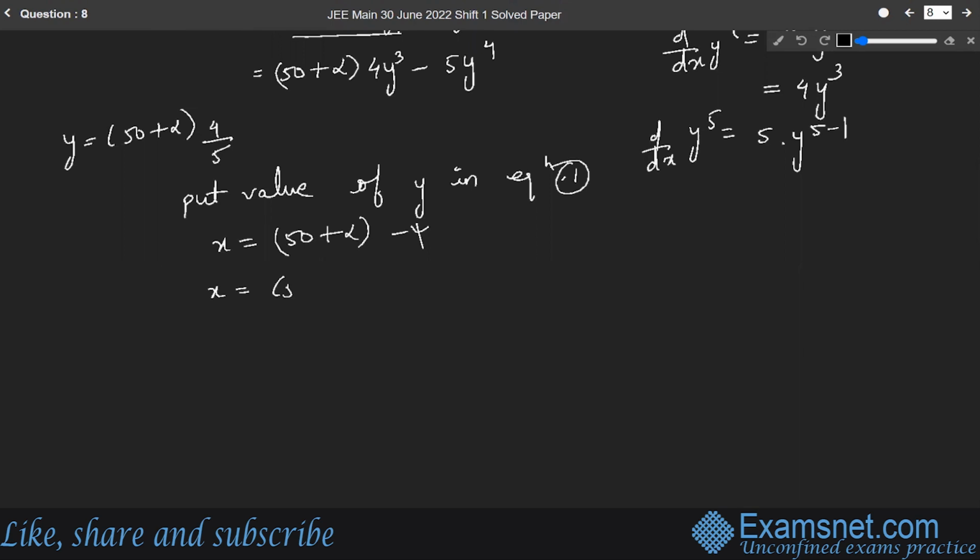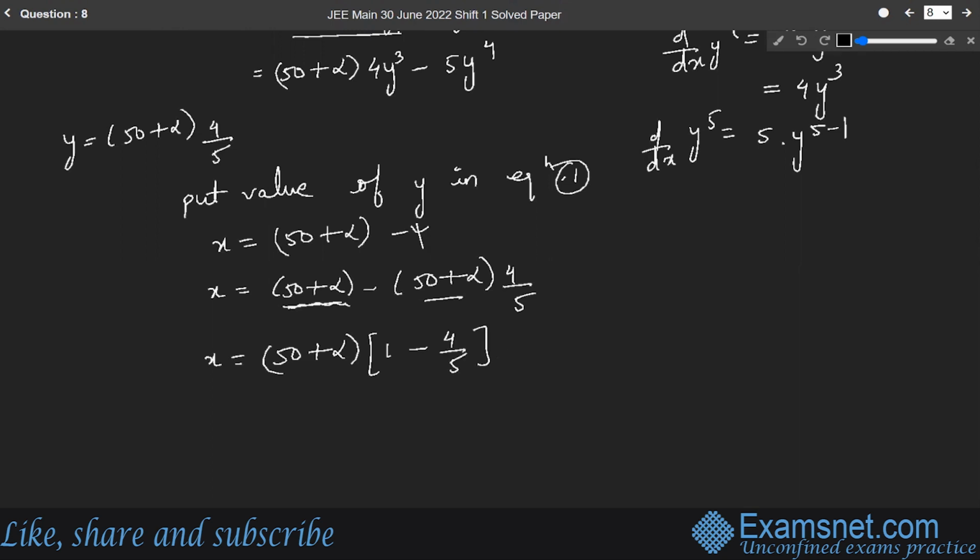So x will be equal to 50 plus alpha minus y. y is 50 plus alpha into 4 by 5. You can see that 50 plus alpha is common. So let us take 50 plus alpha common. Then what will remain? In this position 1, minus in this position 4 by 5. See, when we take 50 plus alpha common, then the remaining terms are 1 minus 4 by 5. Now what is 1 minus 4 by 5? When we take the LCM, it is 5 minus 4 by 5.